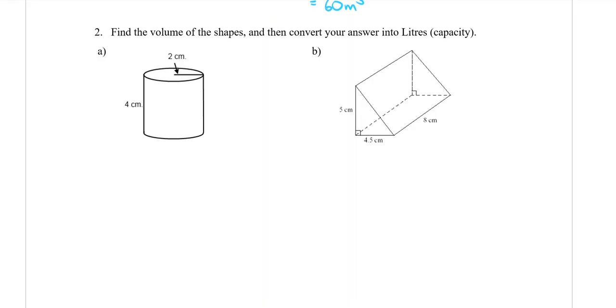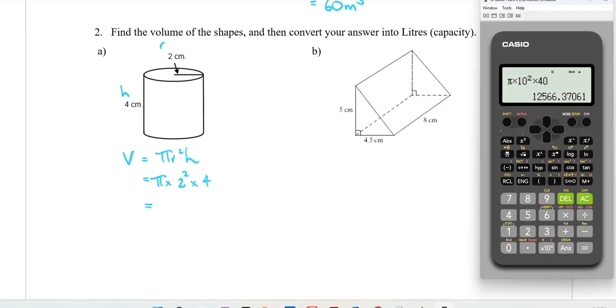The first shape that we have here is a cylinder. The formula for a cylinder is V equals pi r squared h. The radius is the 2 and the height is the 5. So let's sub that into our formula. Pi times 2 squared times 4. Put that in your calculator.